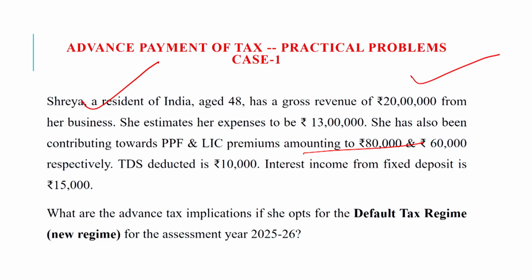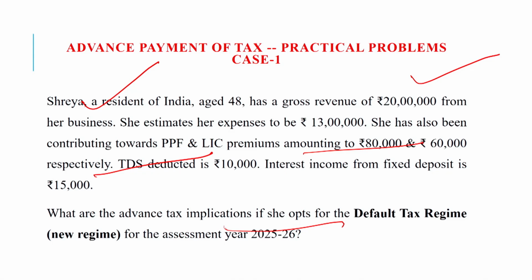Dear student, and LIC premium amounting to rupees 80,000 and 60,000 respectively. TDS deducted is rupees 10,000. Interest income from fixed deposit is rupees 15,000. What are the advance tax implications if she opts for the default tax regime?